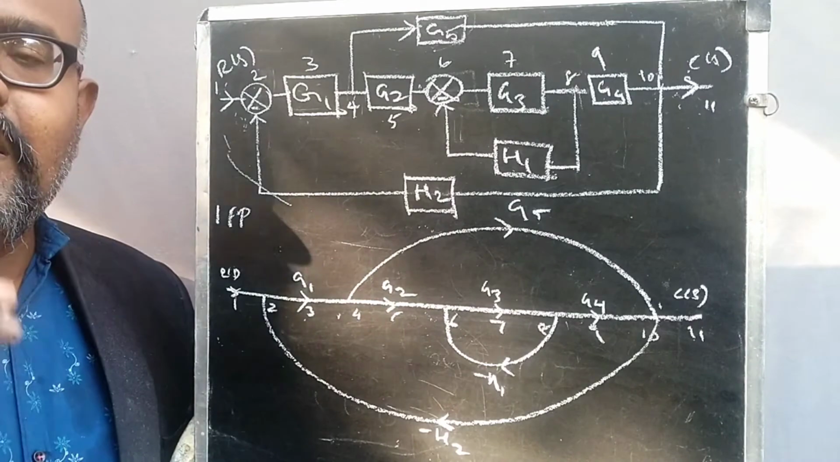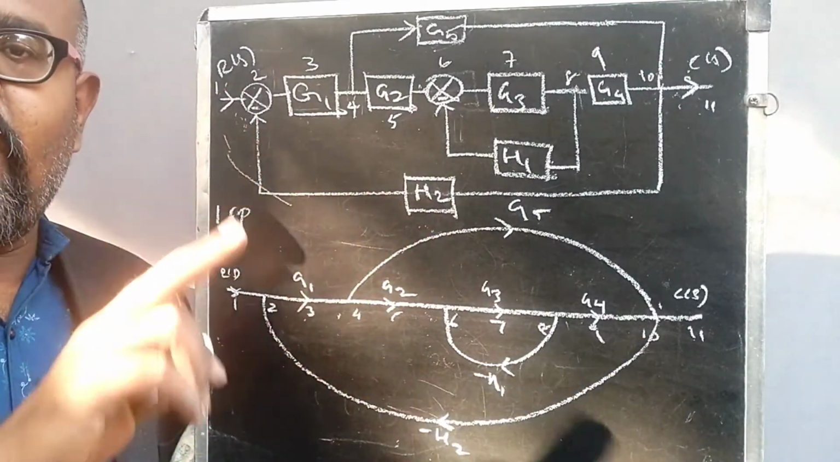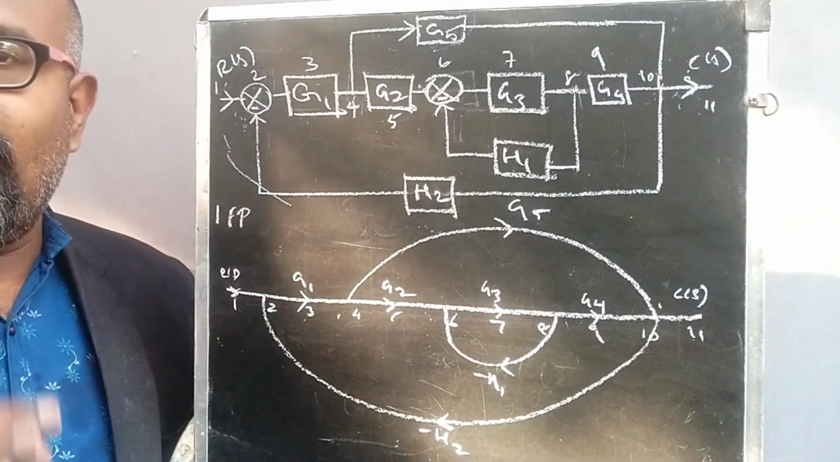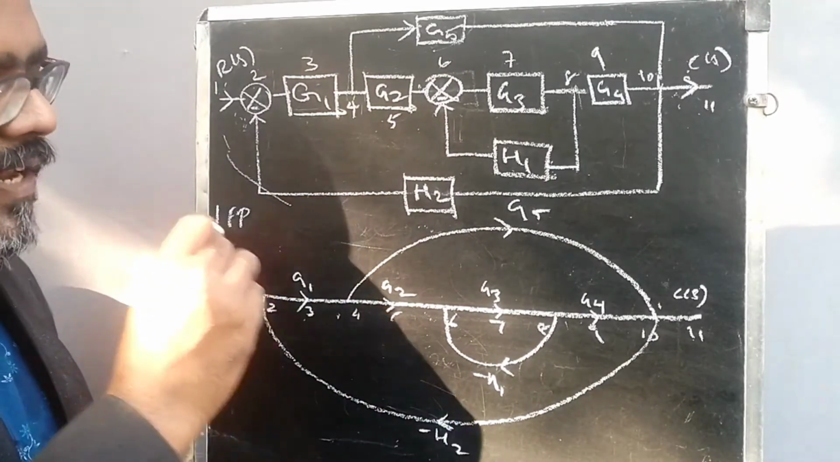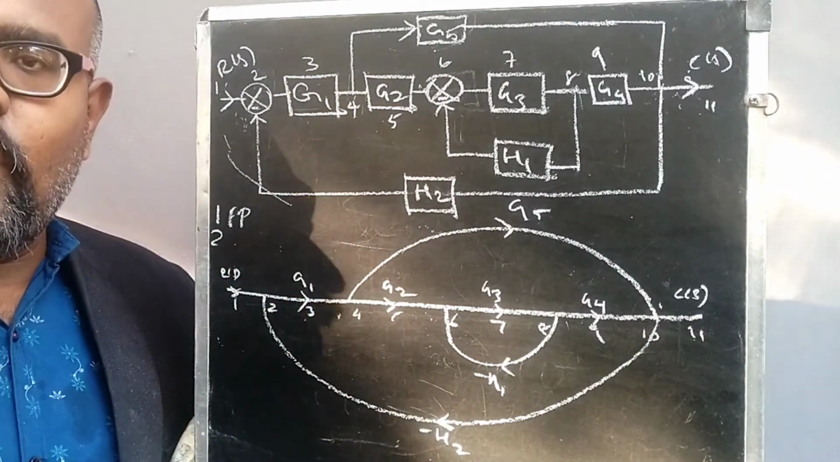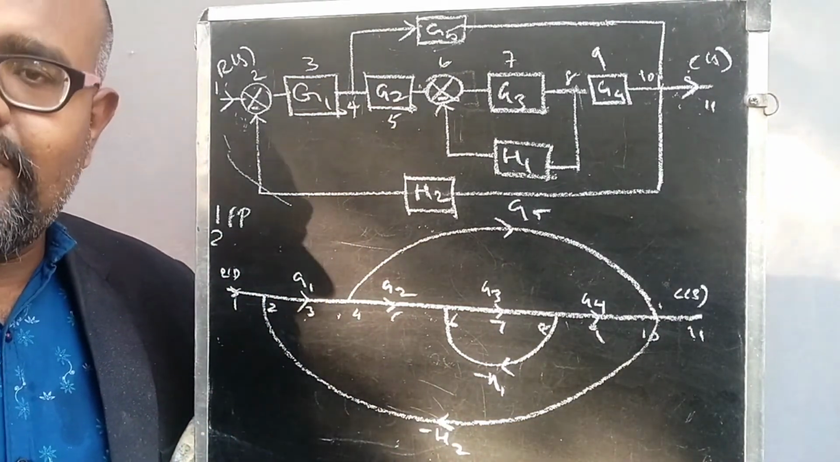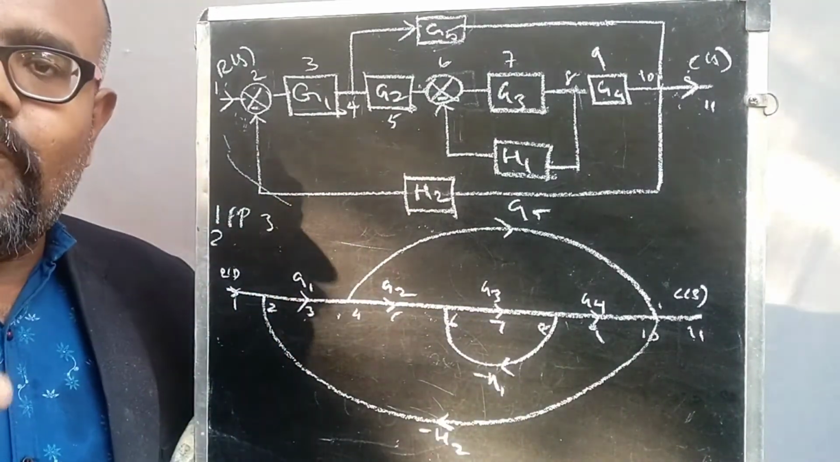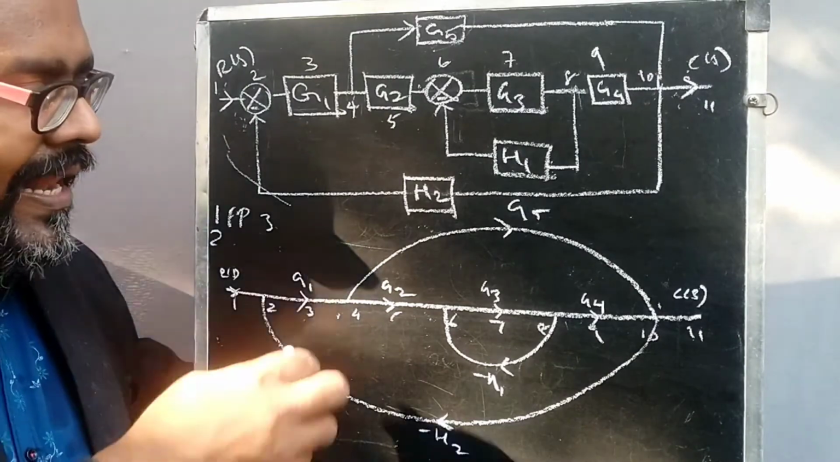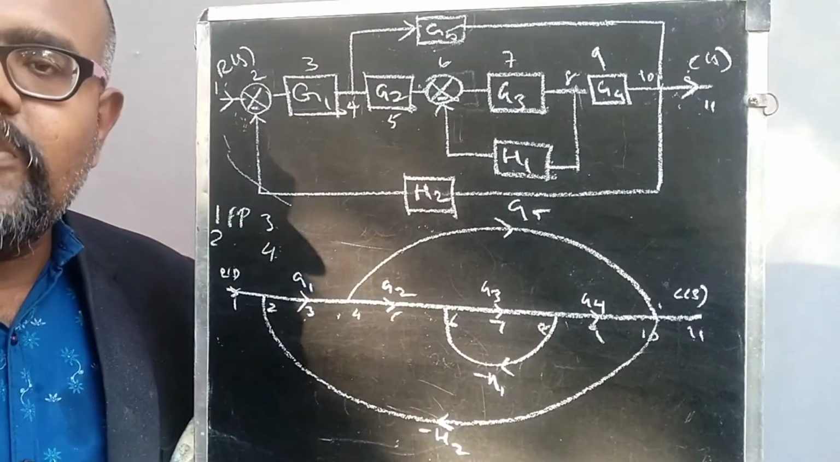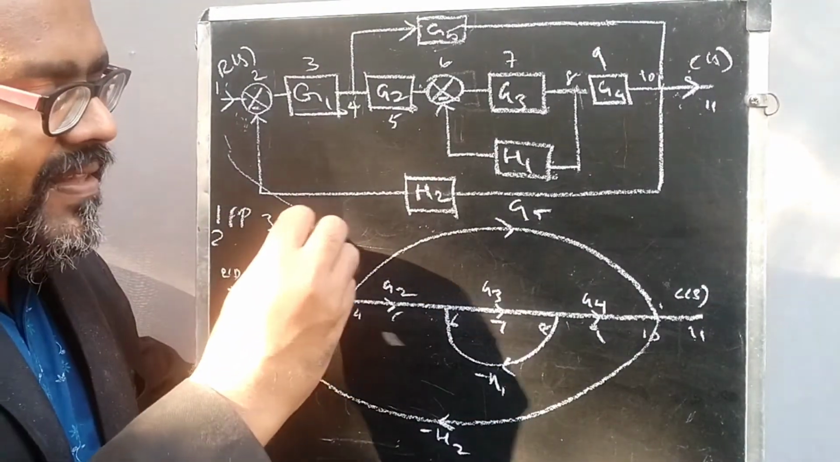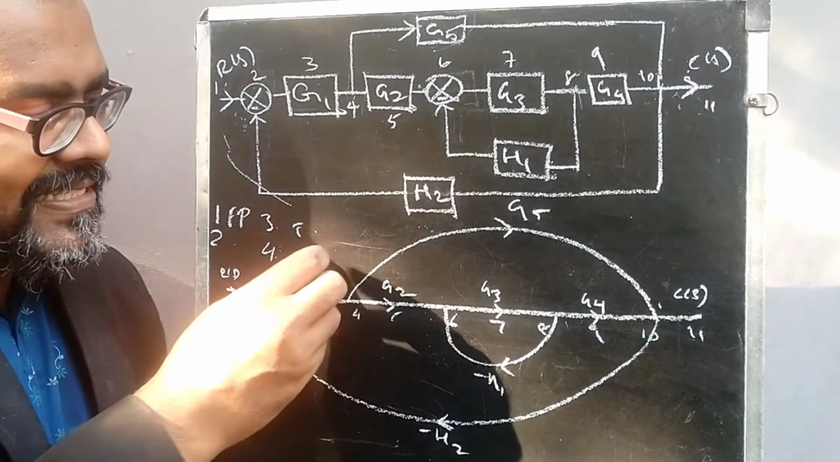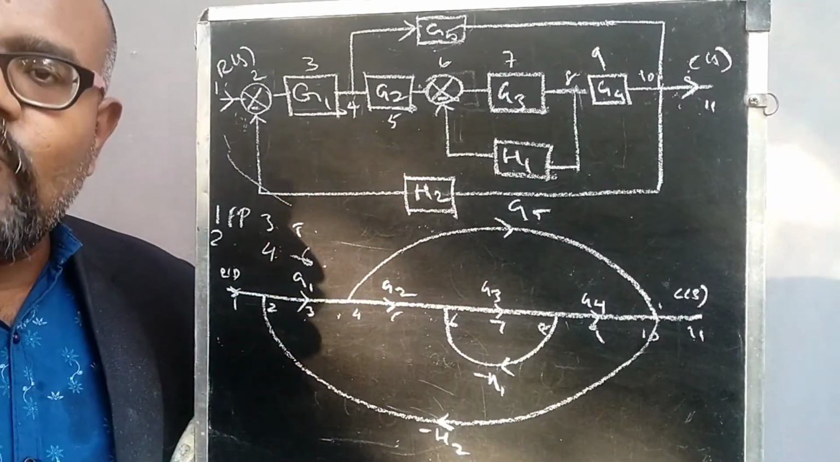Determine the forward path. In that, we determine the number of forward paths and the forward path gain. And the second step, we need to determine the individual loops. How many individual loops are there and what is the gain of each. And the third step, we need to determine non-touching loops. A pair of non-touching loop gains we need to calculate. And the fourth step, calculation of del. And the fifth step, calculation of del K. And the sixth step, we need to apply Mason's gain formula.